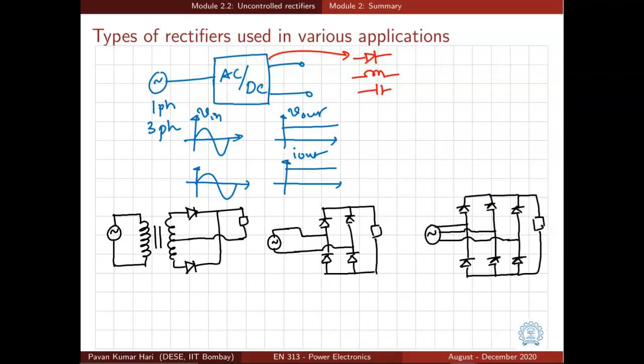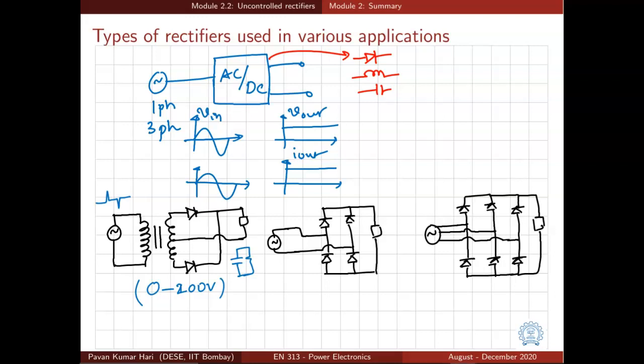It is used if the output voltage desired is typically in the range of 0 to 100 or maybe 200 volts, and usually a capacitor is connected at the output. So this RC is more popular, and of course there is a compromise on the current drawn, but that is acceptable because the power levels and the voltage levels are fairly lower.